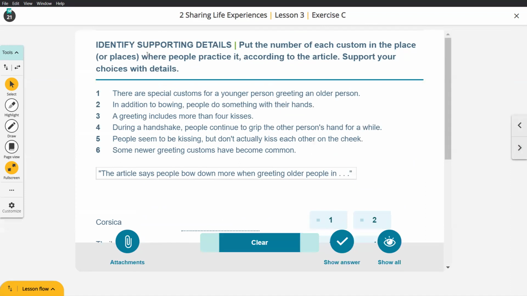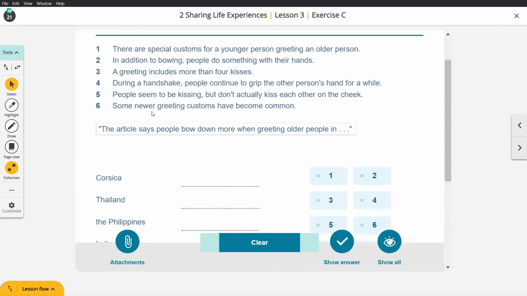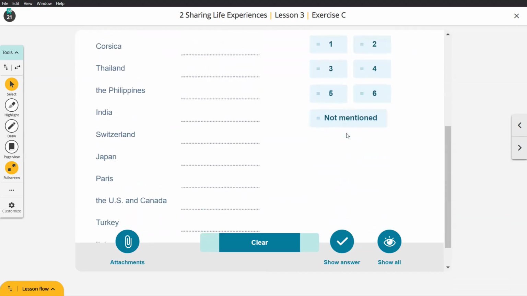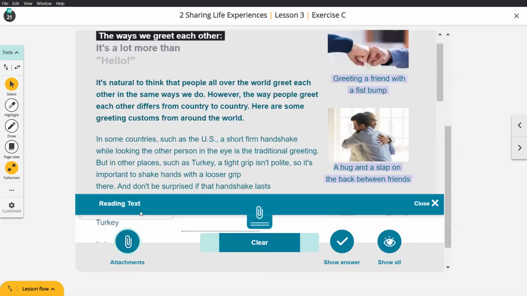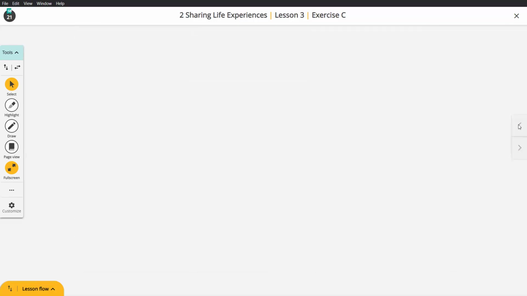Okay, so we are going to identify the supporting details. In this case, it says: put the number of each custom in the place or places where people practice it according to the article. Support your choices with details. You have your books in your hands. Anyway, we can see the attachment here. So, the article says people bow down more when greeting older people in which country? Or do you want to read again? Yes or no? Do you want to read it again? Yes? Yes. Okay, so let's read again. We can read and listen as well. Give me a second. It's better.